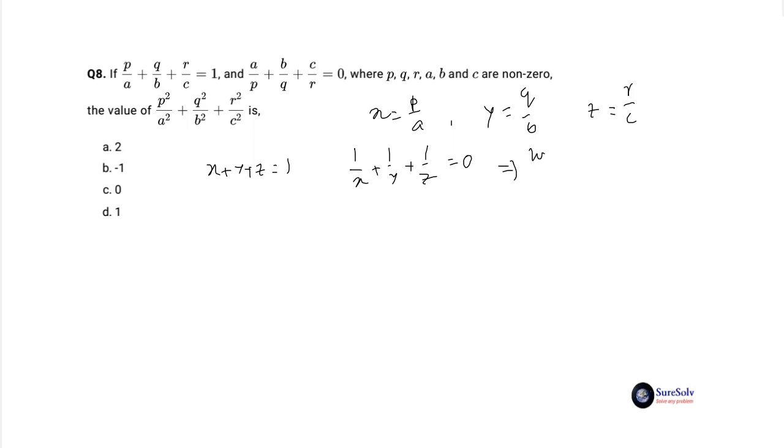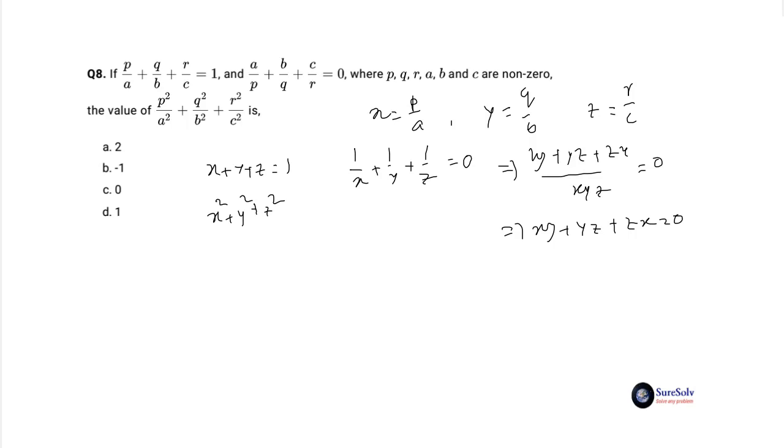Simplifying, xy plus yz plus zx by xyz equal to 0, which means xy plus yz plus zx equal to 0. And the direct expression is transformed to x square plus y square plus z square. There is no trace of p by a, q by b or r by c. If we solve this problem, we solve the original problem. That is the advantage of dummy variables.